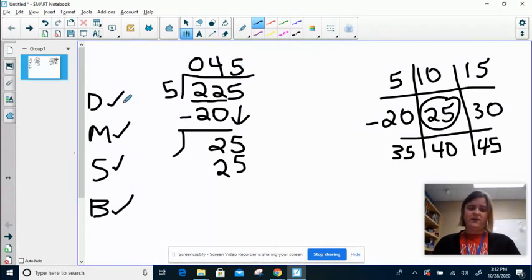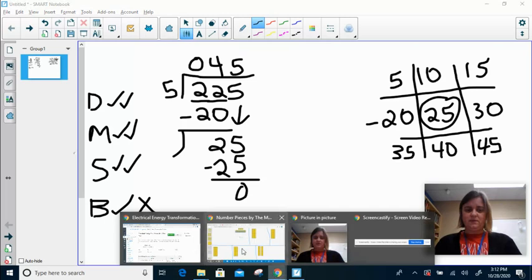And so we can see we divided. We put the 5 up top. We multiplied 5 times 5 is 25. We're done there. We're going to subtract. We get 0. And then we're going to bring down. But there's nothing to bring down, and we have no remainder. We're at 0. So we are done with this problem. So 225 divided by 5 is 45.